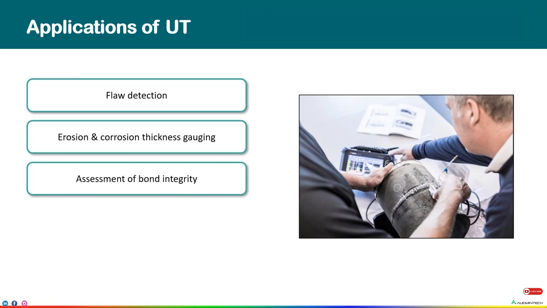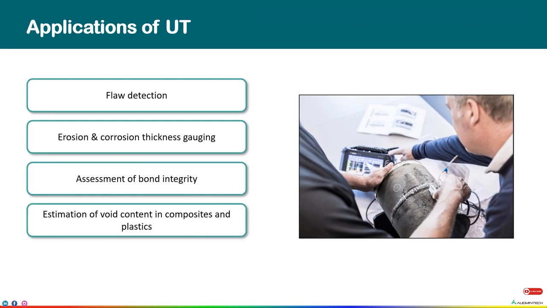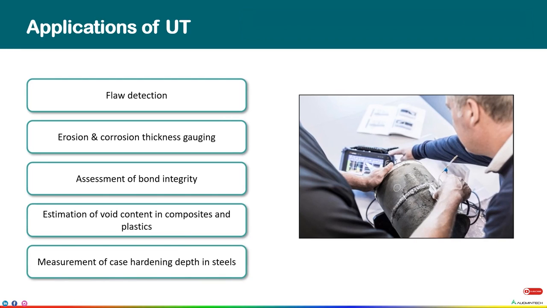Assessment of bond integrity. It is also used for the assessment of bond integrity in adhesively joined and brazed components. Another application of UT is the estimation of void content in composites and plastics. It is also used for the measurement of case hardening depths in steels. We can use ultrasonics to determine the hardness depth of shafts, rods, tubes, and other cylindrical parts.